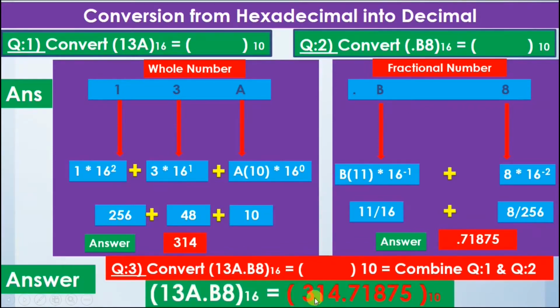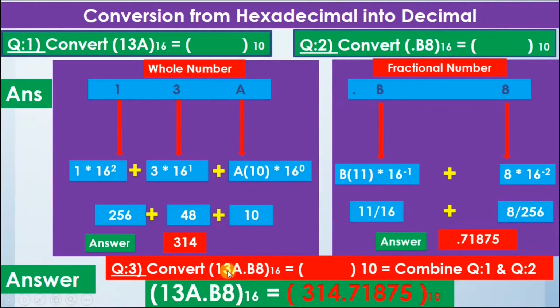314 comes here, and 0.71875 comes here. So now they are combined to get one answer and we can say that the number 13a.B8 in hexadecimal is equal to 314.71875 in decimal. So this is how we can convert hexadecimal into decimal using a whole number and a fractional number that does not have a whole part.